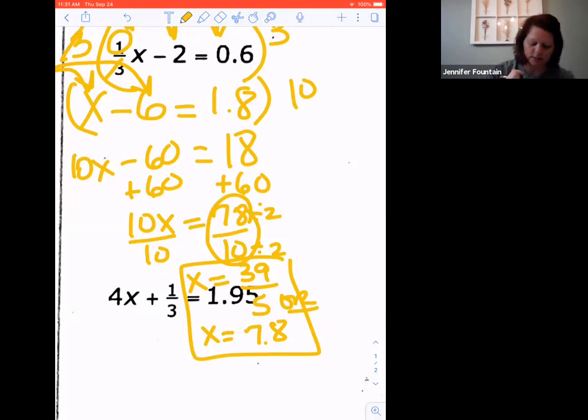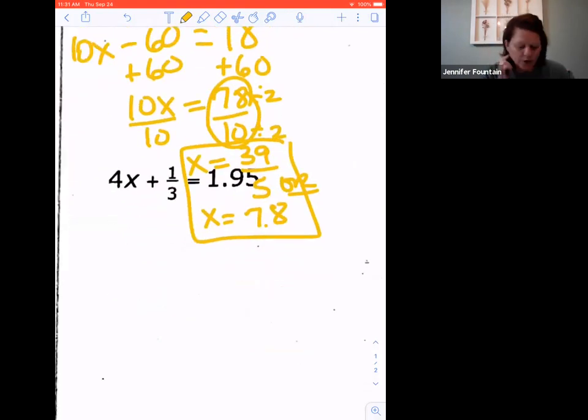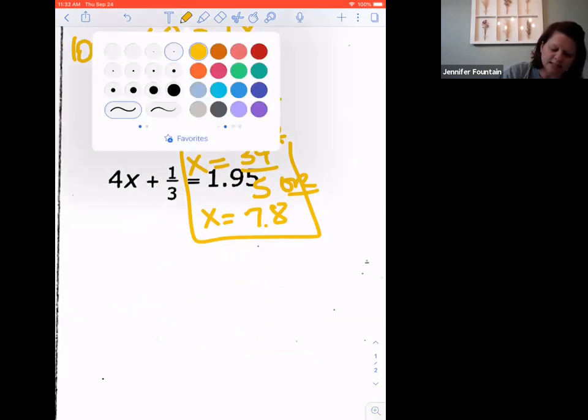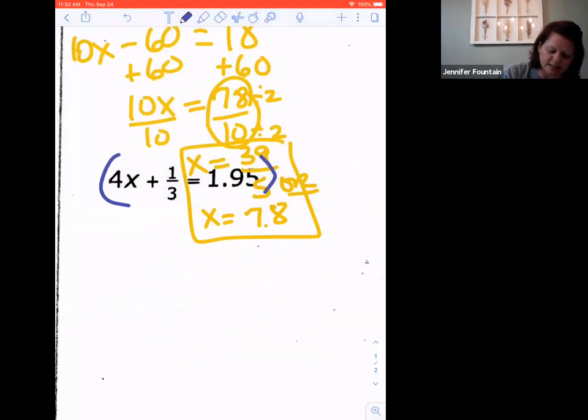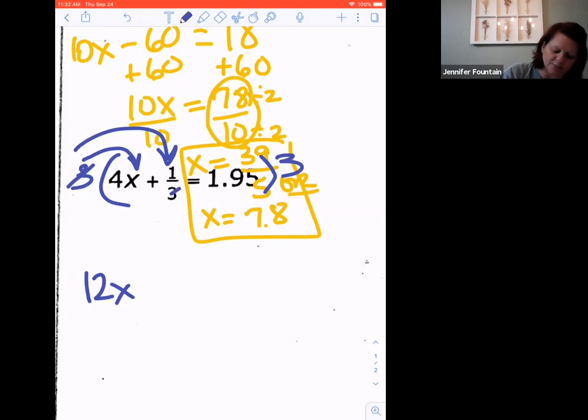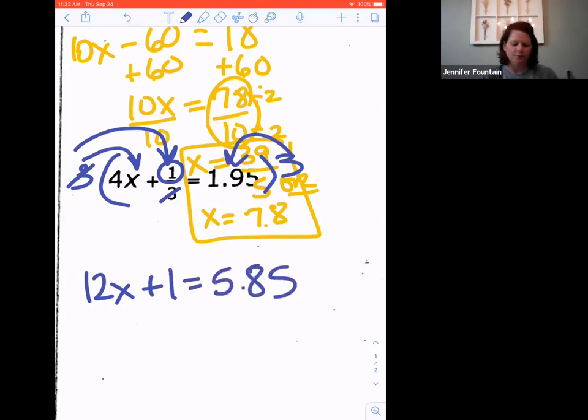All right, let's look at the next one. I've got 4x plus 1/3 equals 1.95. I've got to multiply both sides by 3 to clear that denominator. So I have 3 times 4x is 12x. 3 times 1/3, my 3's will cancel and I'm left with just 1. So 12x plus 1 equals 3 times 1.95, which is going to be 5.85.